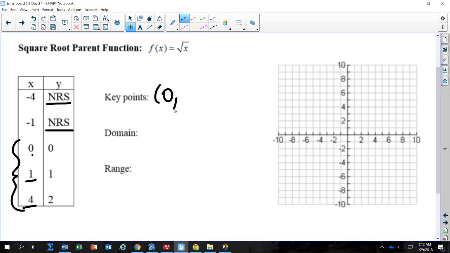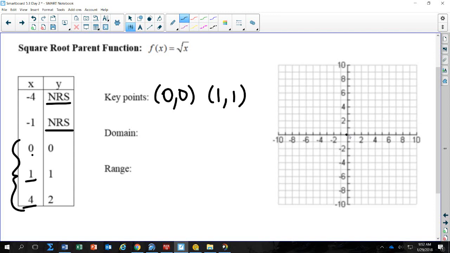So the key points, or the parent points, that we're going to use most commonly are (0, 0) and (1, 1), just because I definitely want you to have (0, 0), and then you have to have one additional parent point. Whether that's (4, 2) or (1, 1), I don't care. It's just oftentimes (1, 1) is an easier point to use. So that's why I gravitate towards (1, 1) as opposed to (4, 2).